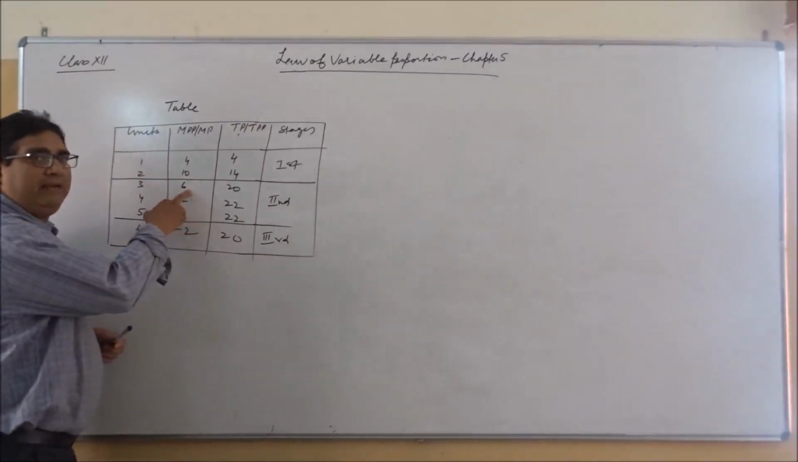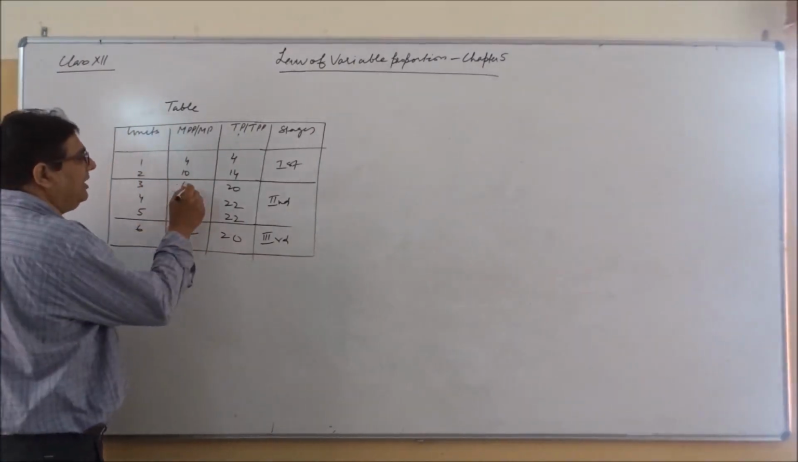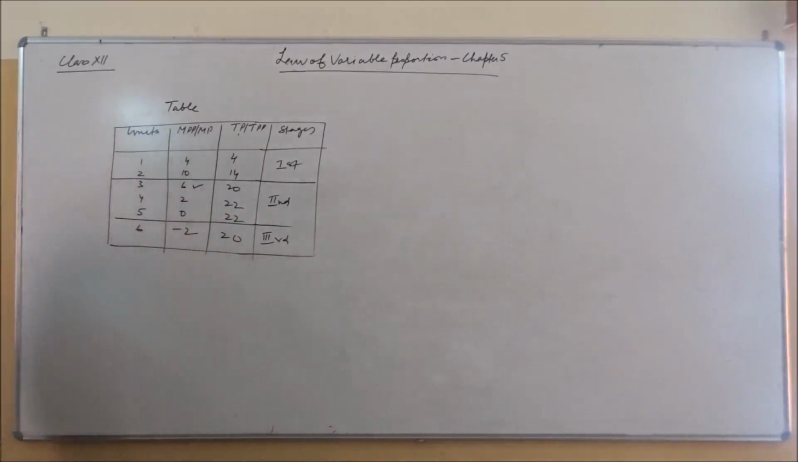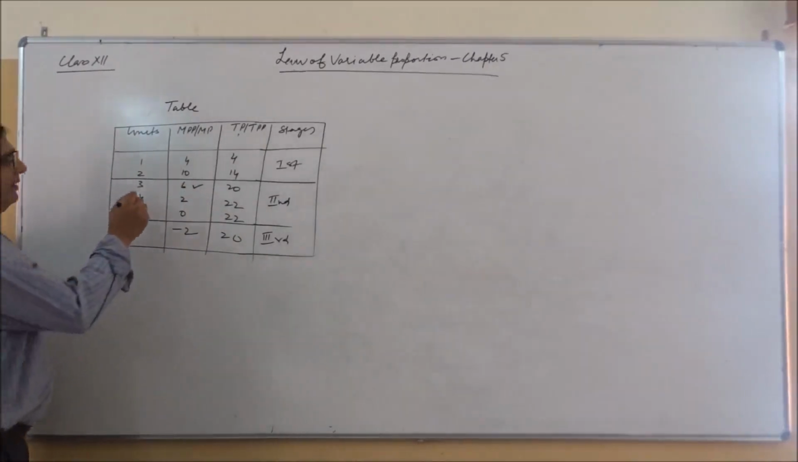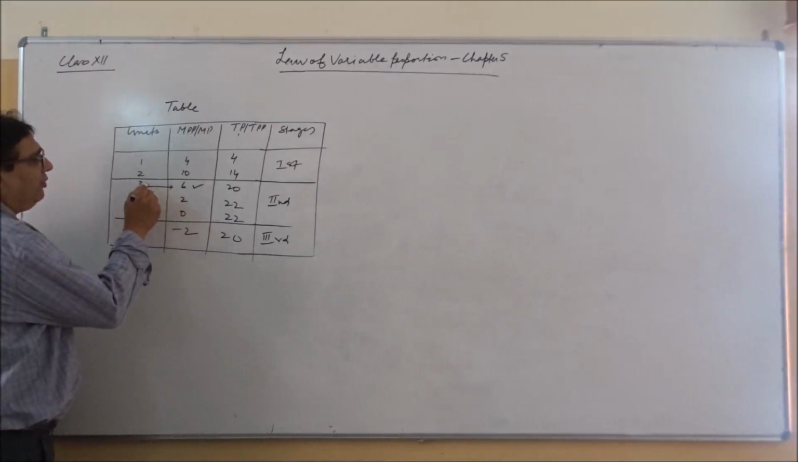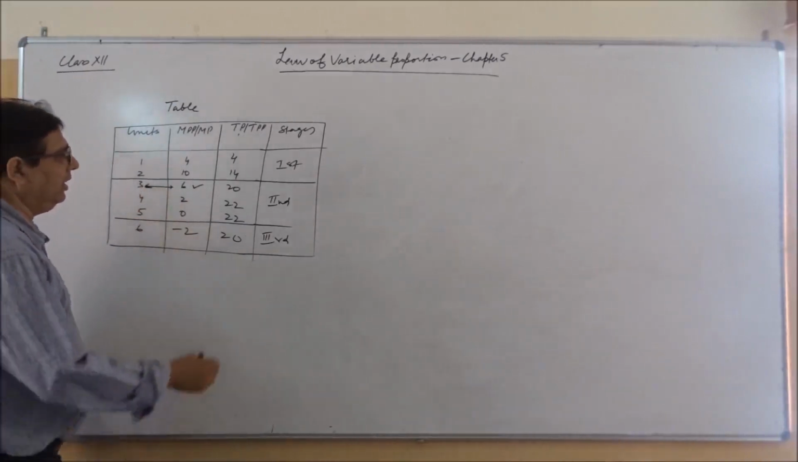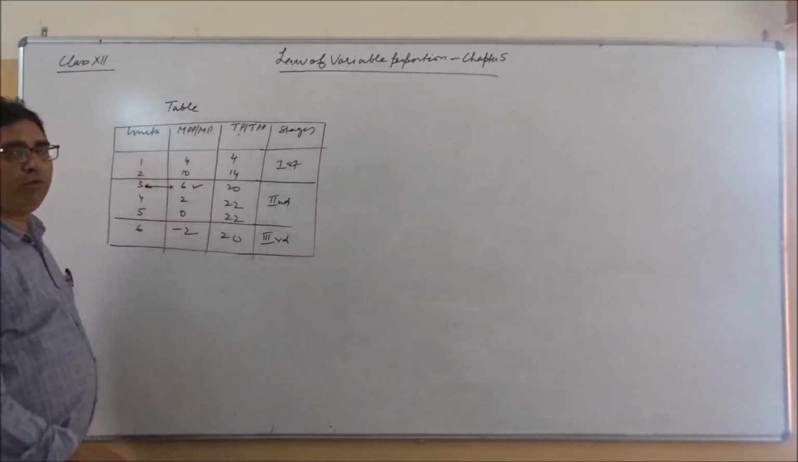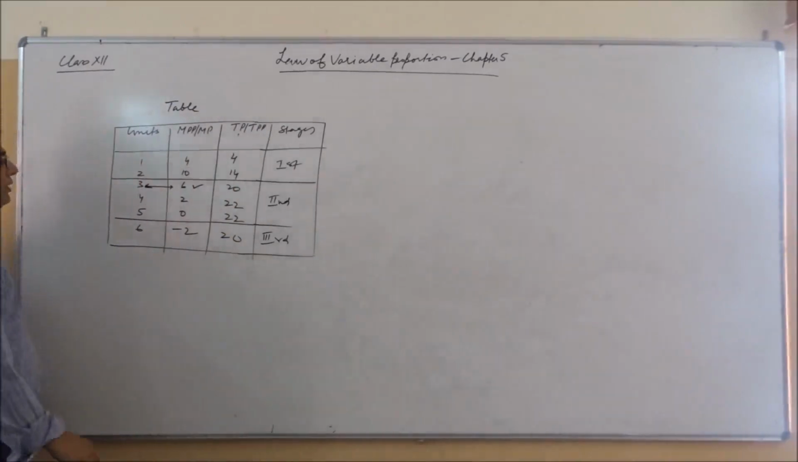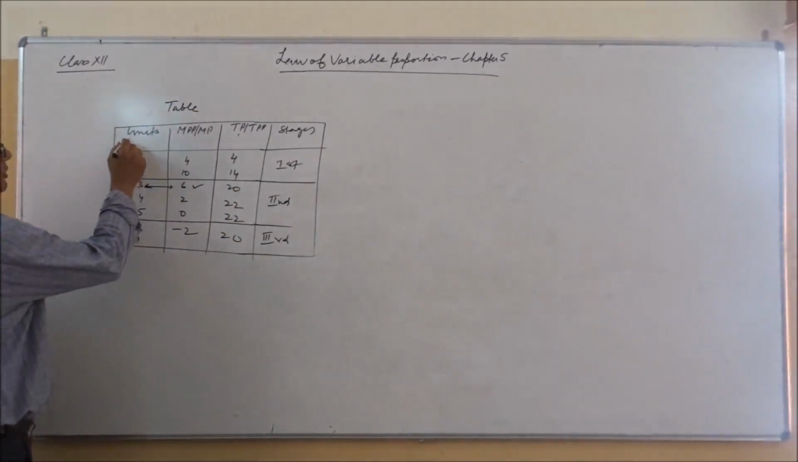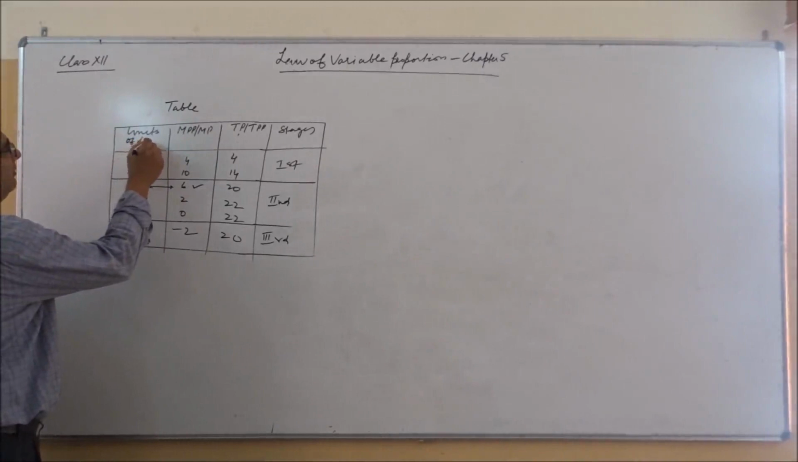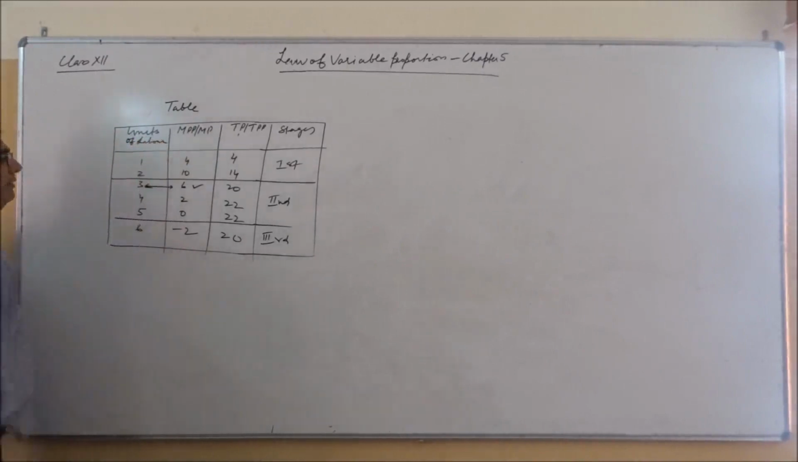MP starts declining from this point, from 6 onward, the third unit. From here it is declining from the third unit, 6. It becomes 20. Then the fourth unit of labor is employed.